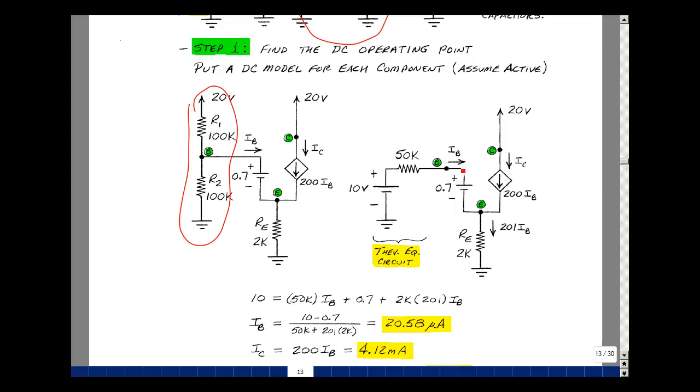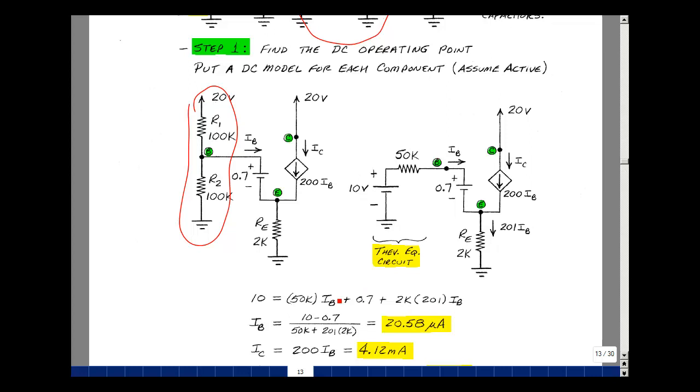So here's I sub B, here's I sub C, and then what's down here is the sum of these two, which is I sub B plus 200 I sub B, which is 201 I sub B. If I go around this loop, I have only one unknown, I sub B. If I go around this loop, I've got two unknowns. I've got the collector emitter voltage and the collector current. So let's go around this loop here. The rise in voltage is 10, the drop is 50K times IB plus 0.7 plus 201 IB times 2K.